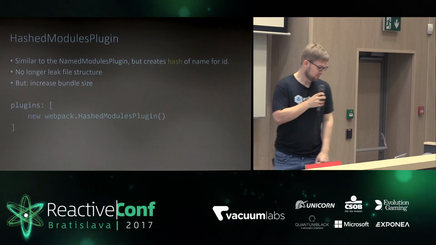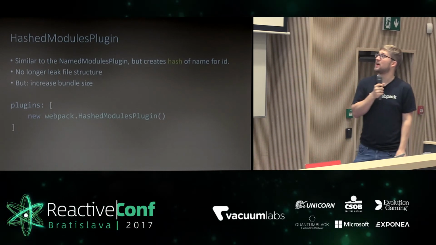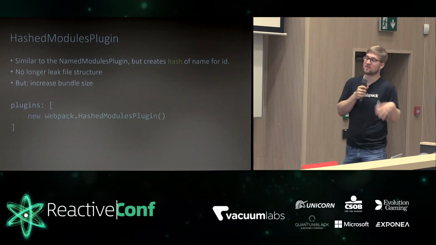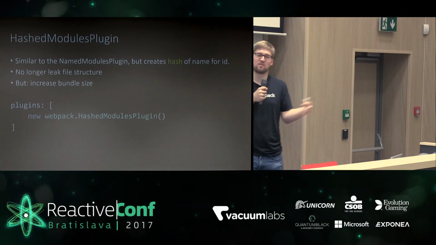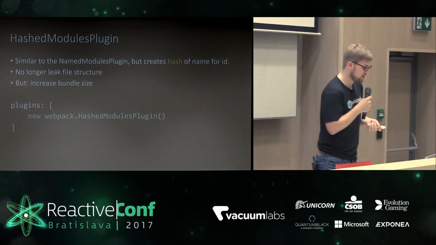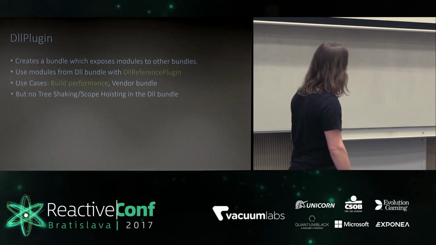Okay. There's an alternative, the hashed module plugin, which basically does the same but hashes the module names, which increases the bundle size a lot more, and also the gzip size, but it doesn't leak the names.